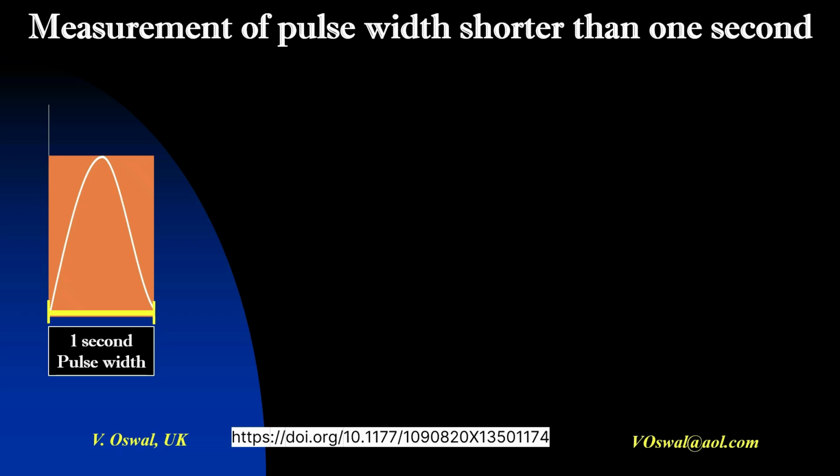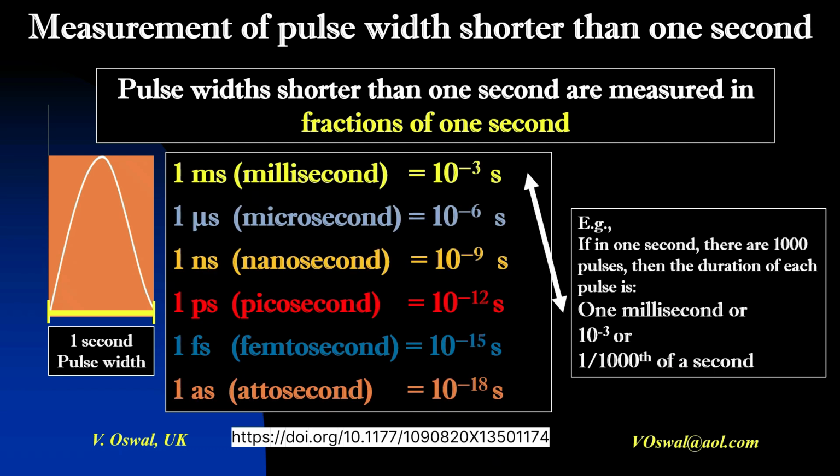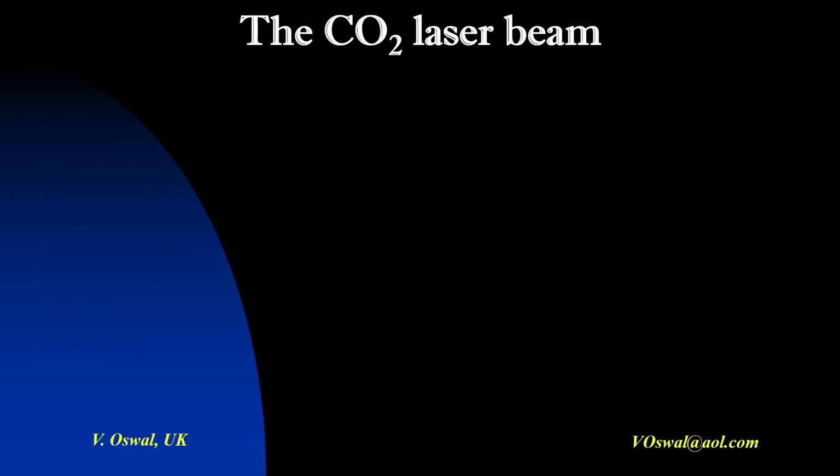Pulse widths shorter than 1 second are measured in fractions of a second. This table shows the terminology for pulse widths less than 1 second. The beam diameter is measured at the laser aperture. It was a factory specification and not a user control parameter. The beam diameter at the laser aperture of our CO2 laser 450 model in 1982 was 700 microns.